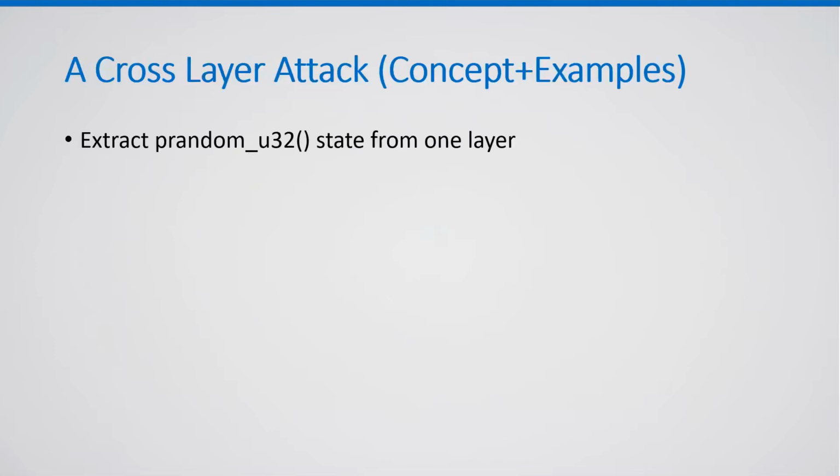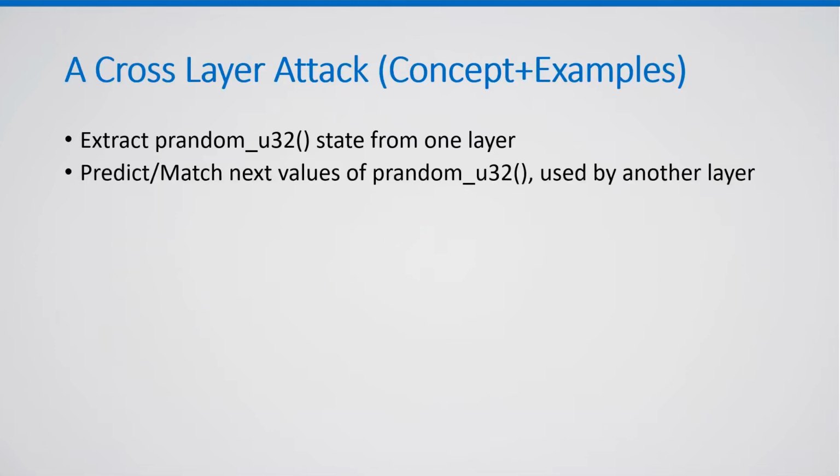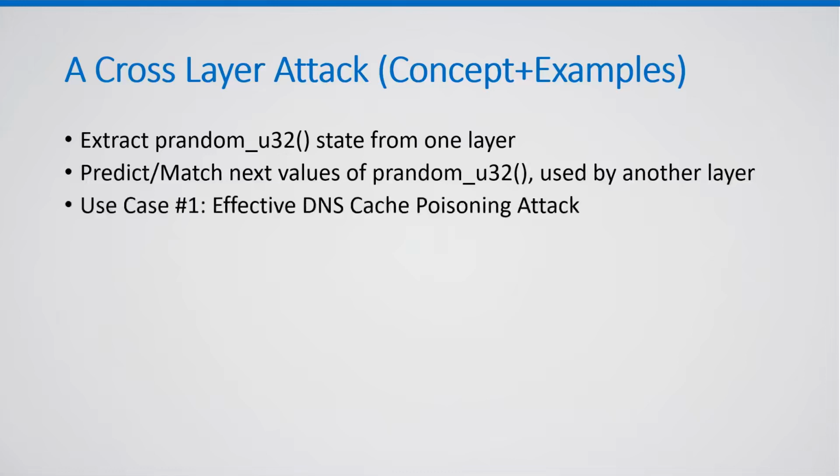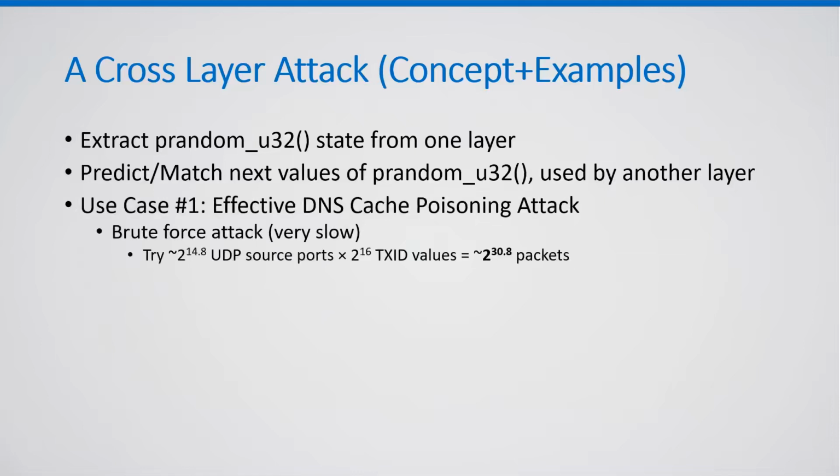In a cross-layer attack, the attacker extracts the Prandom U32 state from one layer and predicts or matches the next values of Prandom U32 that are used by another layer. Our first use case is effective DNS cache poisoning attack. In a straightforward brute force attack, the attacker tries all combinations of over 28,000 UDP source ports with 64K DNS transaction IDs, a total of almost 2 billion packets.